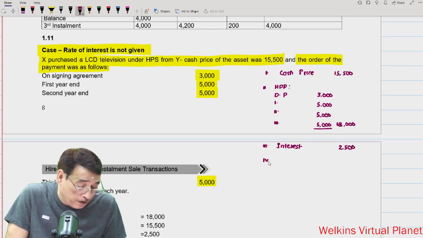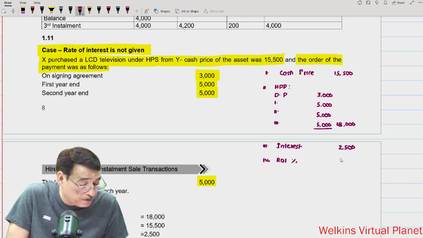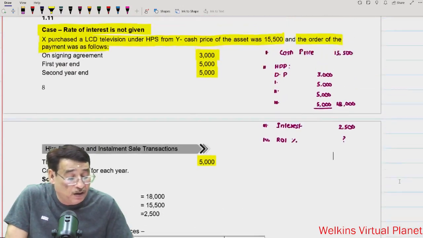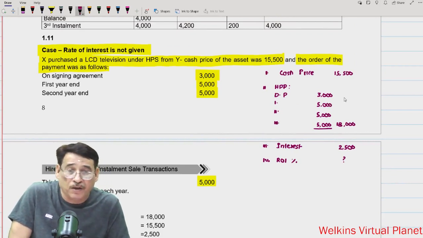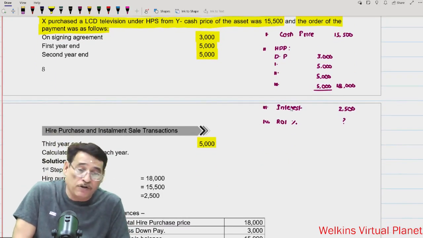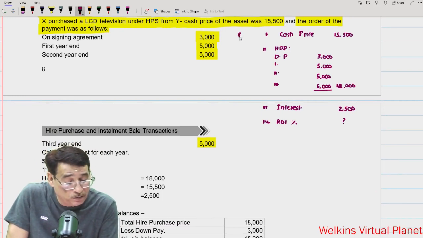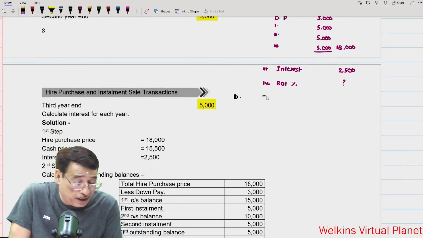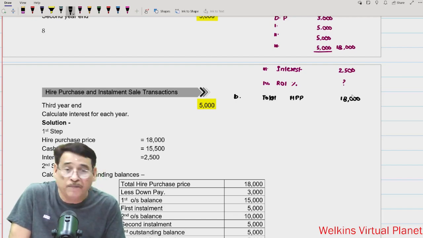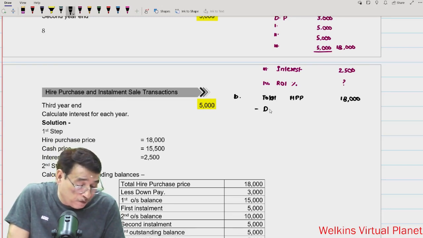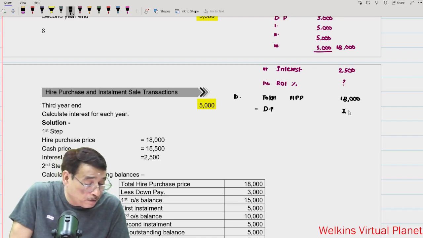Now in this question, the rate of interest percentage is not given. So how will we determine that each installment contains so much of interest? After analyzing the question, under such questions, what will you have to do? First, you will have to write the total hire purchase price, that is equal to 18,000. First, you write it. Then you subtract your down payment from it. After subtracting the down payment, what is the balance? That is 15,000.